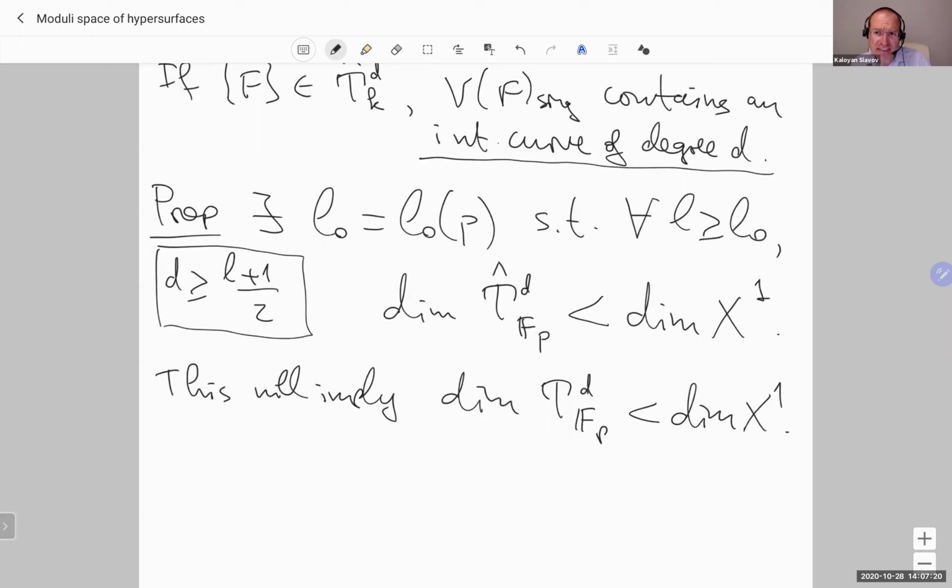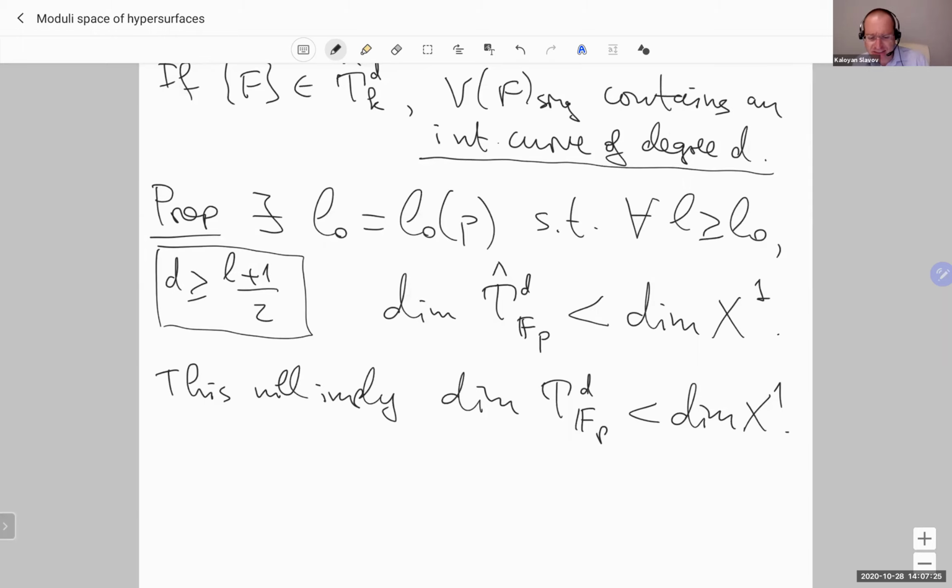It's a really small technicality going back and forth between TD and TD hat. TD hat is what we really should be working with. So the singular locus contains an integral curve of degree D, and TD is what really shows up in our decomposition of X. Okay, so now we have to give a bound on the dimension of TD hat over FP.